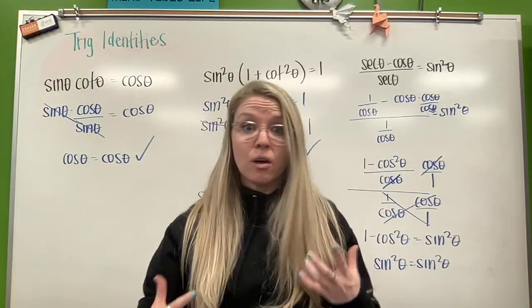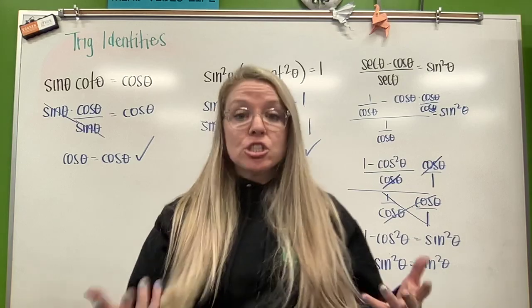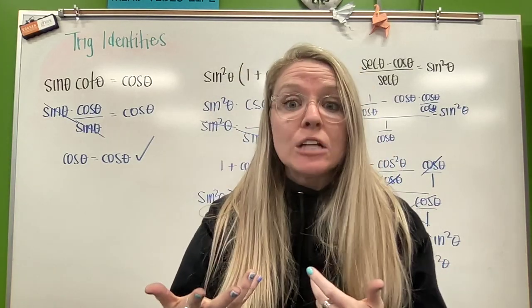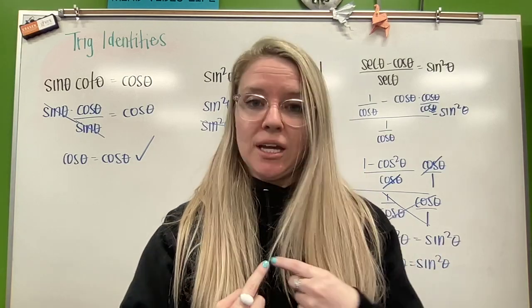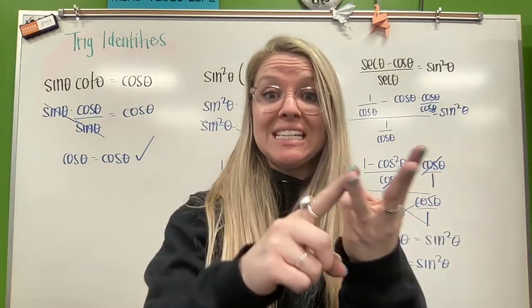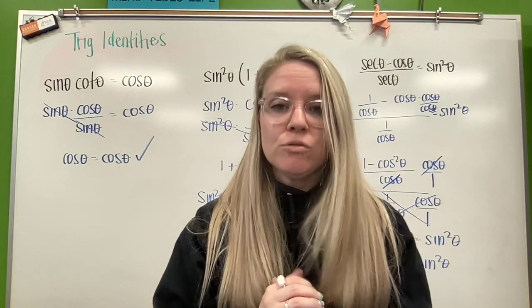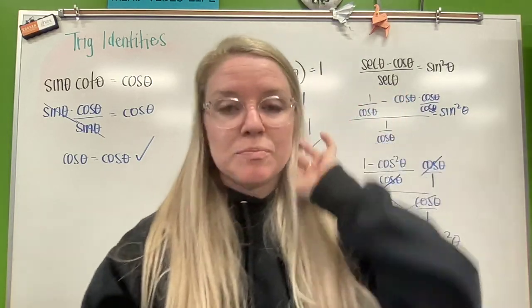Like, where do I start? What do I do? A good starting point is get everything in terms of sine and cosine. Look for the algebra. Do I need to multiply by a conjugate? Do I need a common denominator? Do I need to distribute? All of that comes into play. As long as you know your trig identities, the rest is just basic algebra.